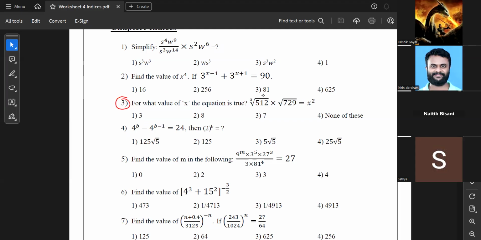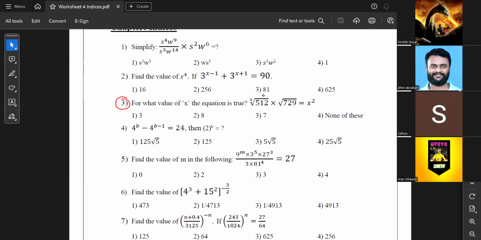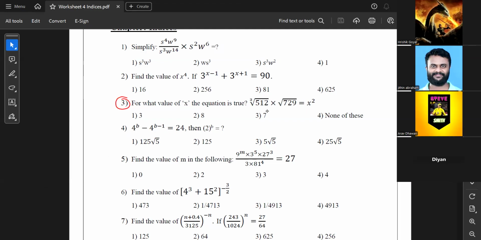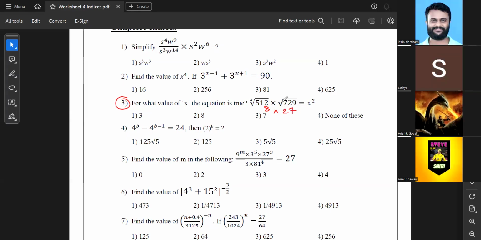I really appreciate that. But what is the cube root of 512? It is 8. Okay, that's great. And the square root of 729 is 27. Very good. So the cube root of 512 is 8, multiplied by 27, right? Yep, correct. And 16.